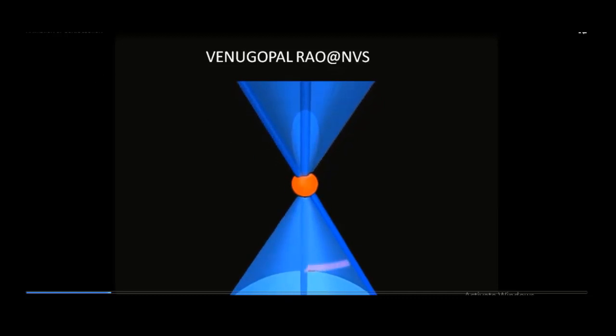Okay students, this is very important for us. The angle between the generator and the axis is called the vertical angle of the cone. Vertical angle.